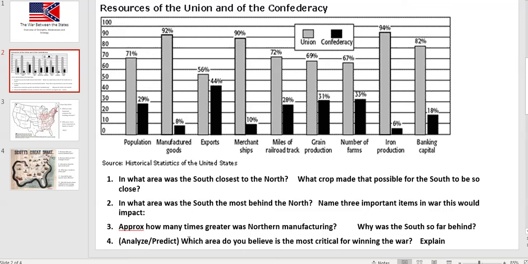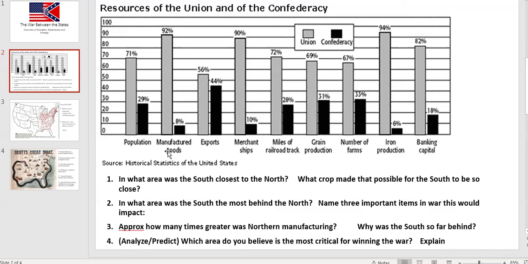Analyze and predict. Which area do you believe is the most critical for winning the war? There are several answers I would take here, as long as you think through it. If you're going to say that the war is about who loses the most casualties, maybe you would say population. You could say population is most important because there's a huge gap between the number of people in the North and the number of people available to fight in the South.